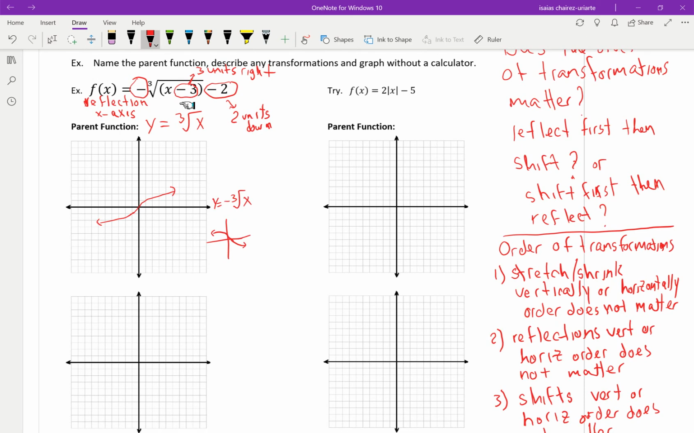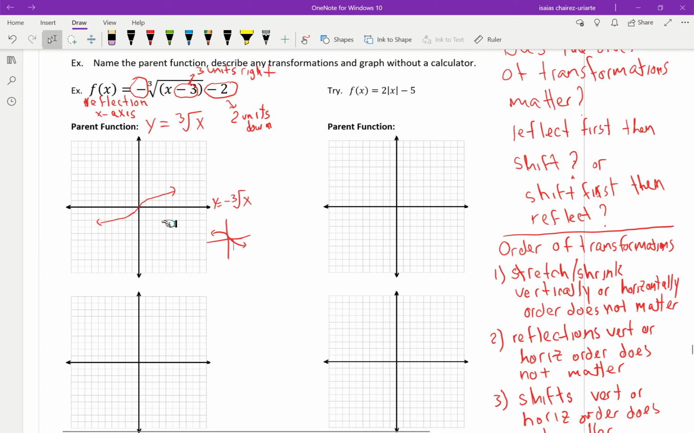Because think about reflecting this on the x-axis. This bottom branch goes to the top of the x-axis. This upper branch goes to the bottom. So it would look something like this. And so this is first the reflection on the x-axis right here. And then I have to shift this reflection on the x-axis 3 units to the right and 2 units down.